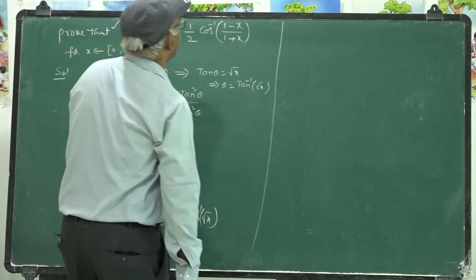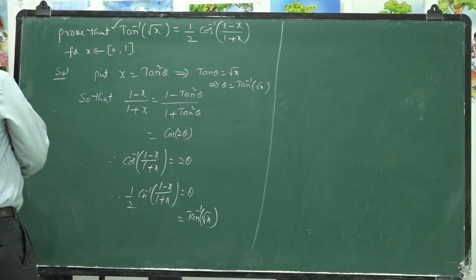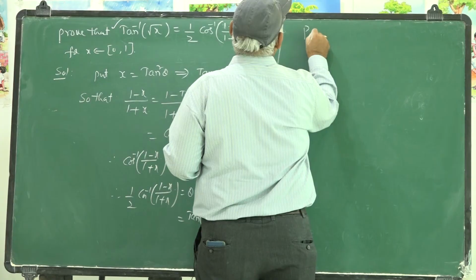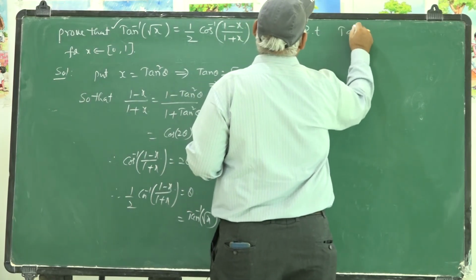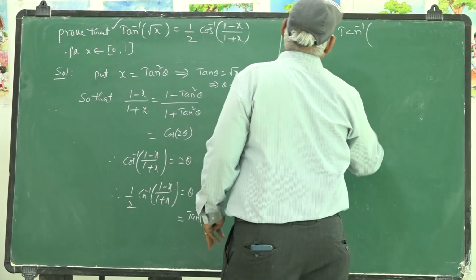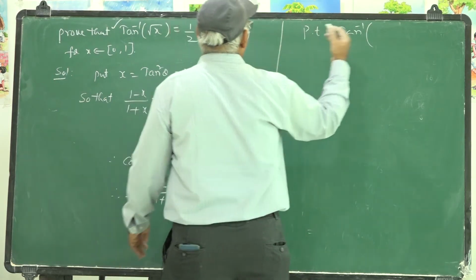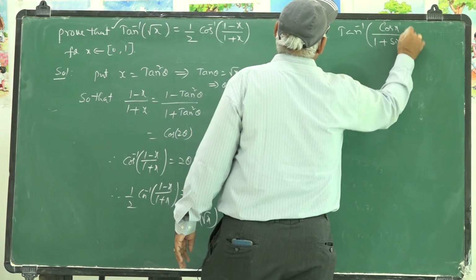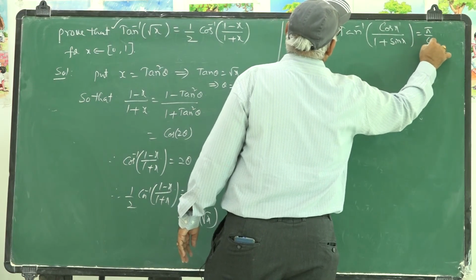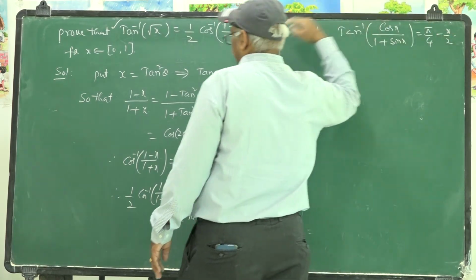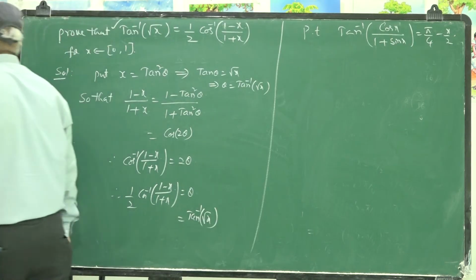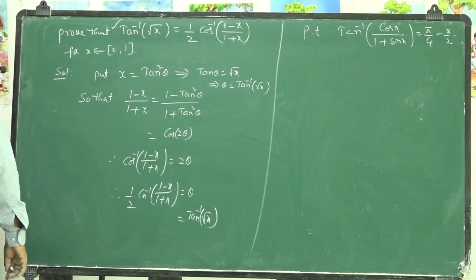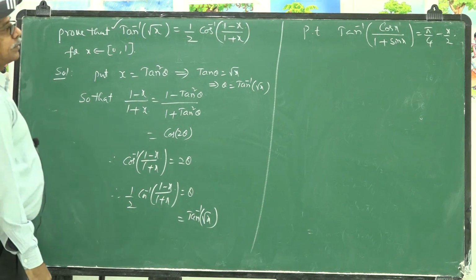Similarly, prove that tan inverse of cos x by 1 plus sin x is pi by 4 minus x by 2. Prove that tan inverse of cos x by 1 plus sin x is pi by 4 minus x by 2.